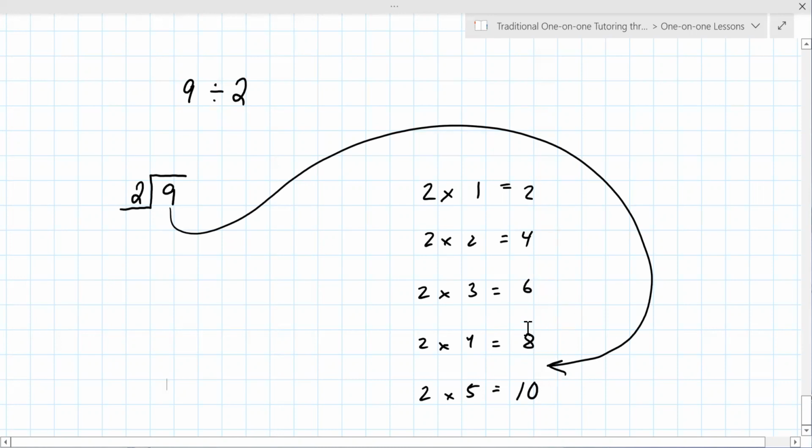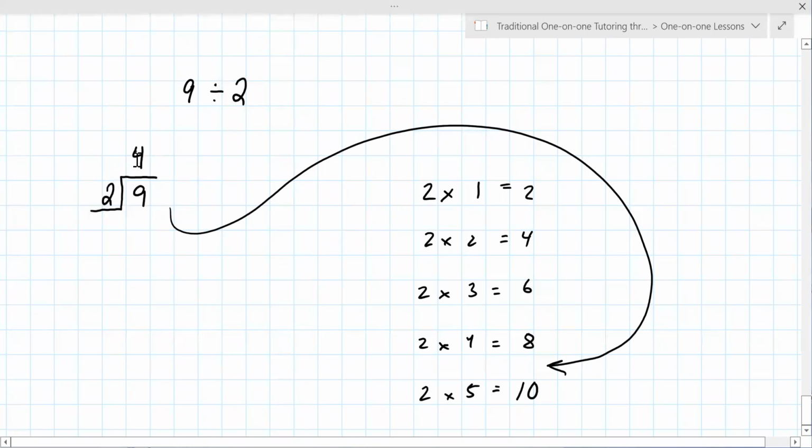It's between 8 and 10, right? Yeah. So do you see that 4 is the smaller number between 4 and 5? Yeah. So we're going to put a 4 up above here. Okay. Now watch this. We're going to multiply the 4 and the 2.